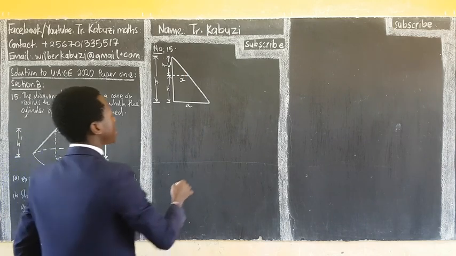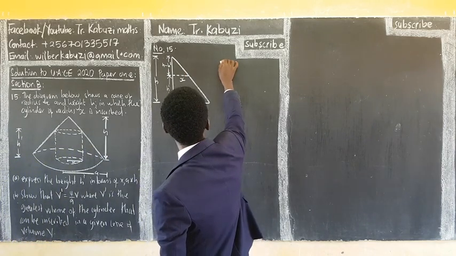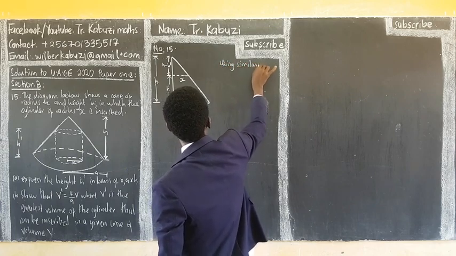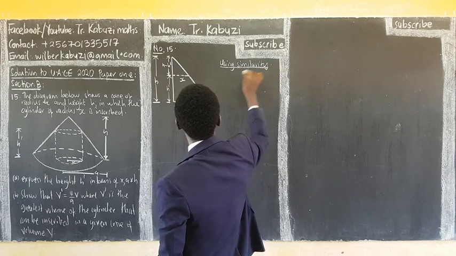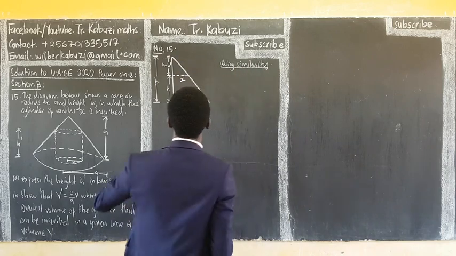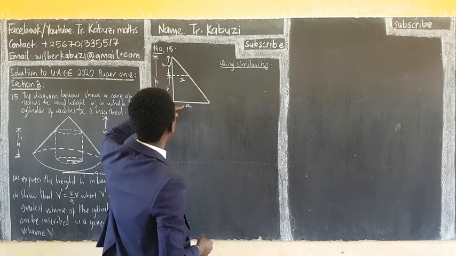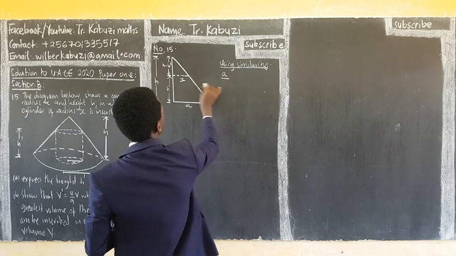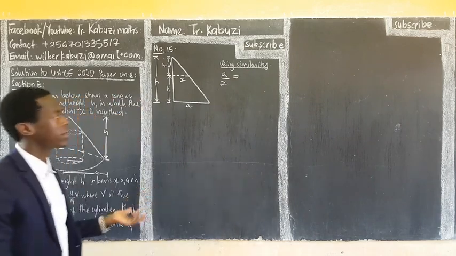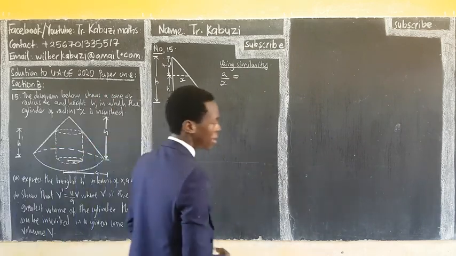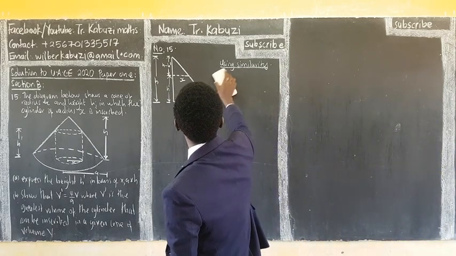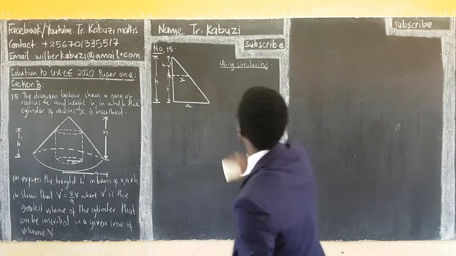So now, using similarity, there are many ways. You can say the big radius, I mean the big base, over the small base equals the big height over the small height. It's up to you. Or let us use one, so that we don't confuse or do a lot of steps.